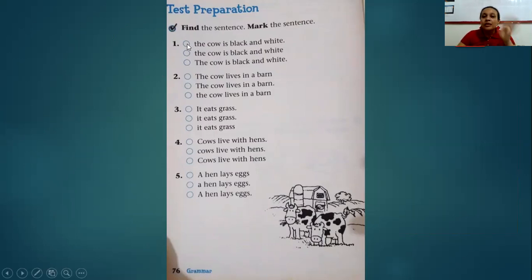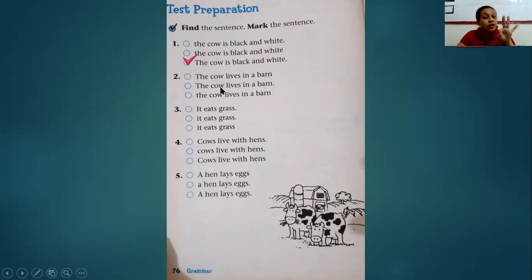Number one has 3 options, and we are going to choose the best one. Remember, to choose the correct sentence, you always have to see if a sentence has a capital letter at the beginning and ends with a period. The first, the second, and the third one. Which is the best? Excellent, it is number 3. The cow is black and white. Why? Because the word The begins with a capital letter and this sentence ends with a period.